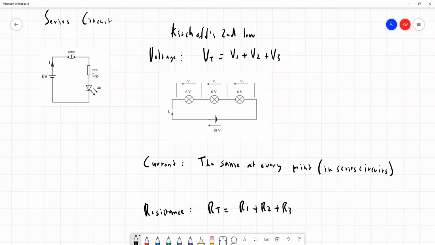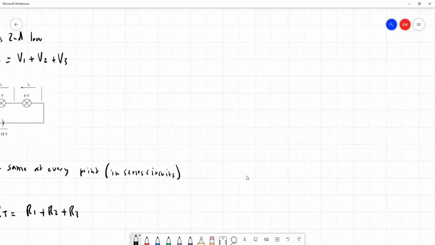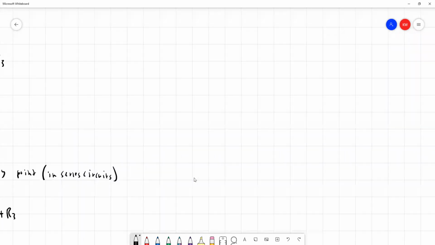The next thing we need to know about is how these quantities relate to each other, and the way in which they relate to each other is using something called Ohm's law. I'll write that out here. Ohm's law tells us that the voltage is equal to the current times the resistance. What does this mean? We'll define what these things are.